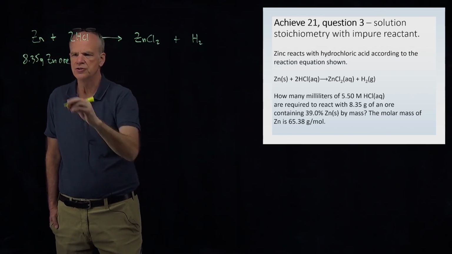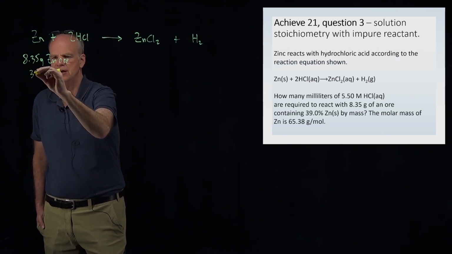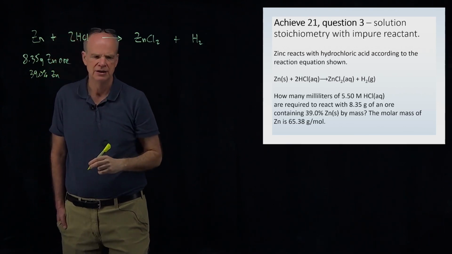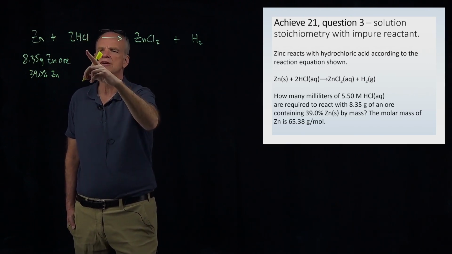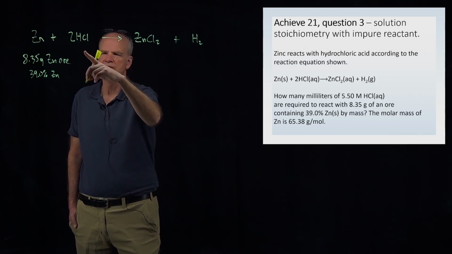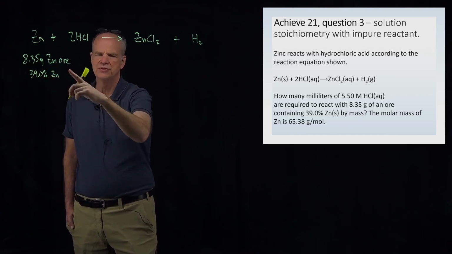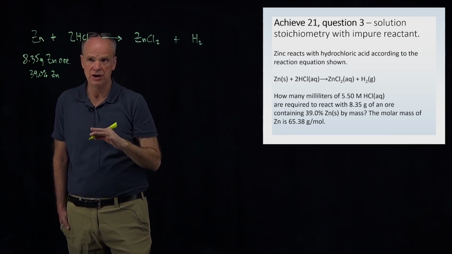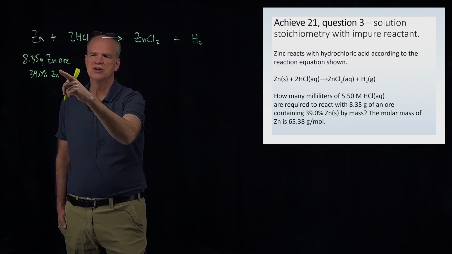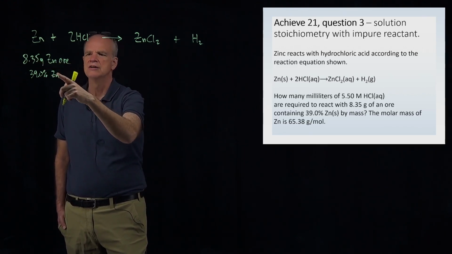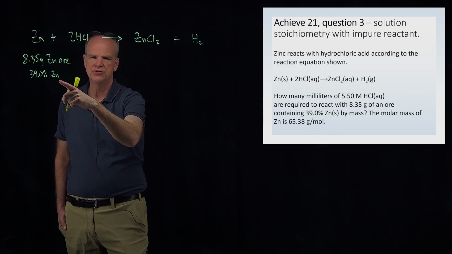And you're told that 39.0% of it is zinc by mass, okay? And then what you're trying to find here is the volume of HCl that will react with this, if you're given the concentration of HCl. So let me suggest a way to solve this problem. The very first thing you're going to have to do is figure out, if you have 8.35 grams of zinc ore, what mass of that is going to be zinc?